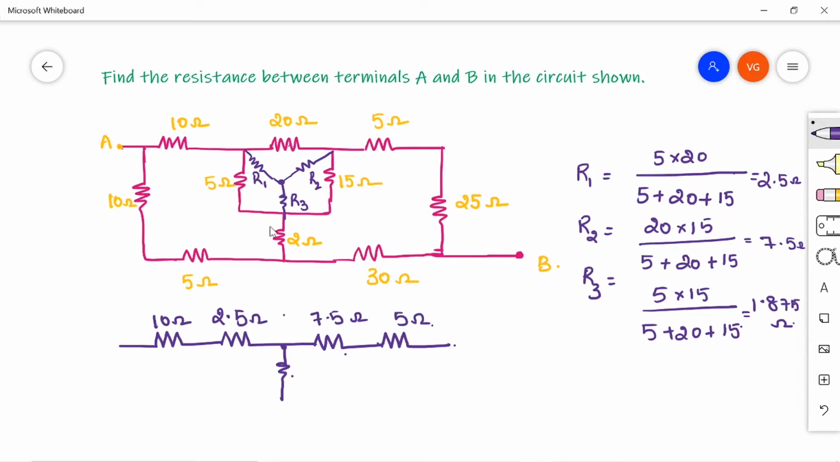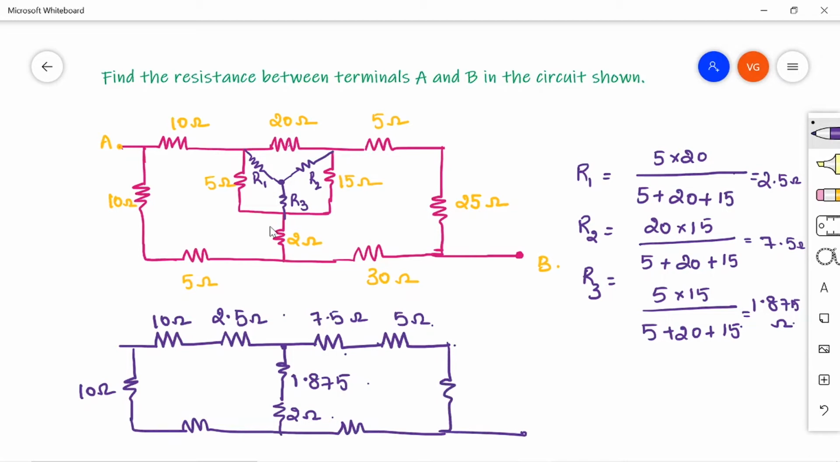And in the middle you have R3. R3 is 1.875 and I have this 2 ohm resistor. Coming to this branch, it is 10 ohm and the remaining circuit you can draw as it is, right? So this is terminal B and this is terminal A. Mark all the resistances, right? Now this pi network is simply turned into a T network, right? This is the T network now, right?